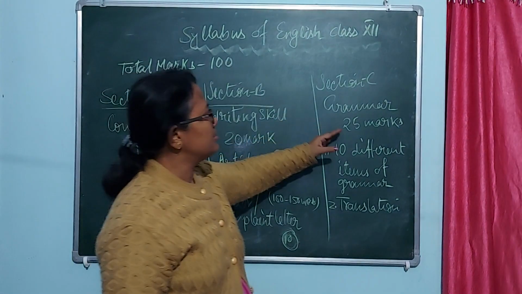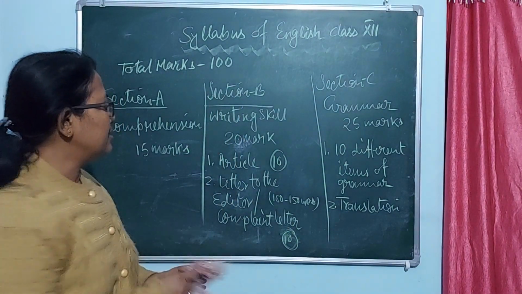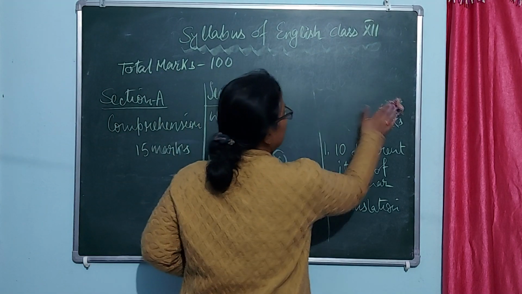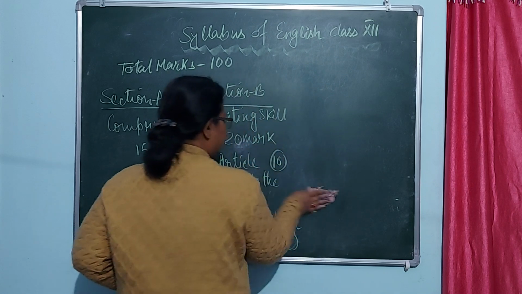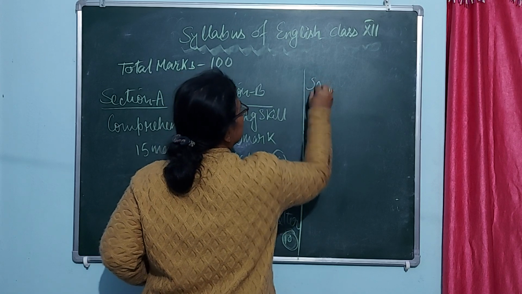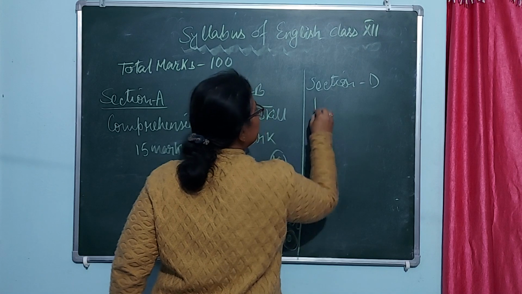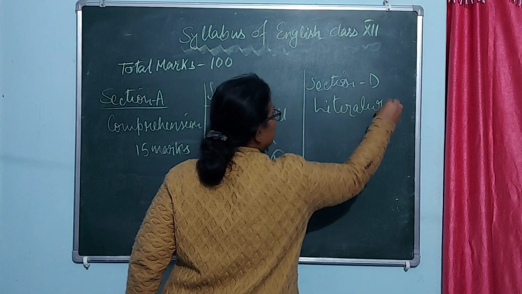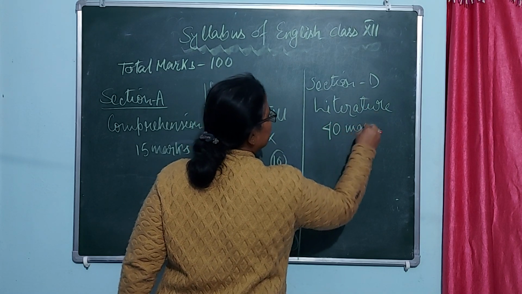Then Section C is grammar, 25 marks, 10 different items of grammar, and translation will be there. Now what is this grammar? Let me complete here. Third is C, then fourth is Section D. Section D is from literature, and it is the maximum, 40 marks.